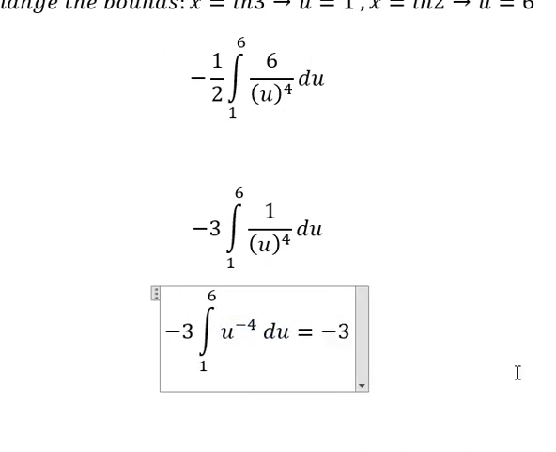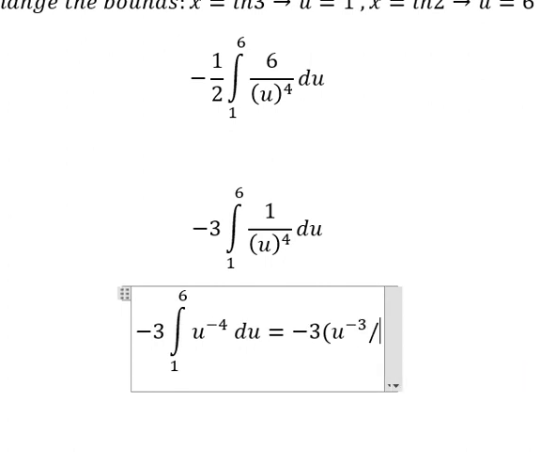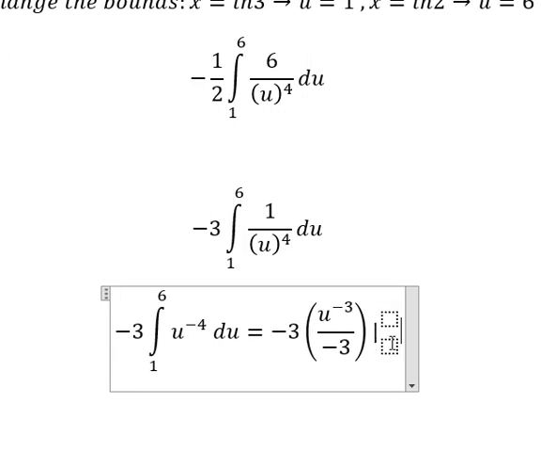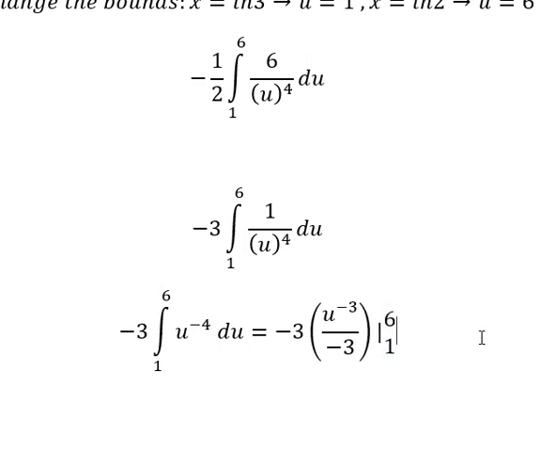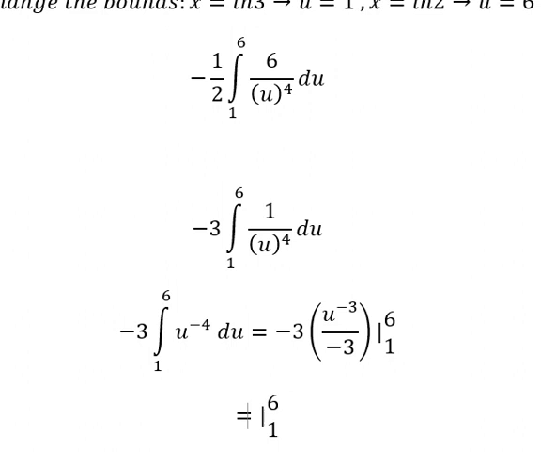And now we have the final answer. Now we can put the bounds from number 1 to number 6. So negative number 3, negative number 3, we simplify. And now we just have 1 over u to the power of 3.